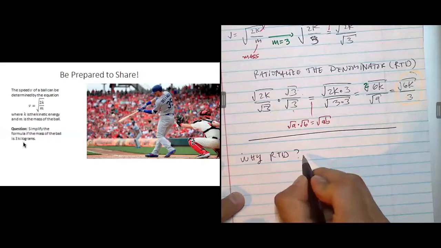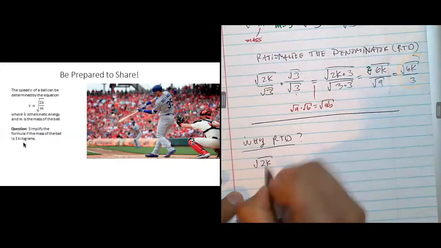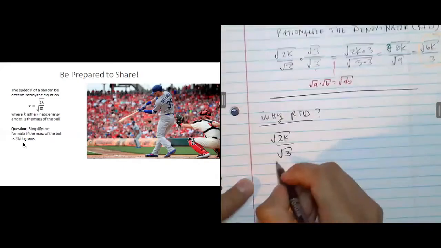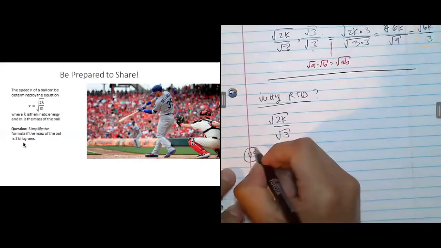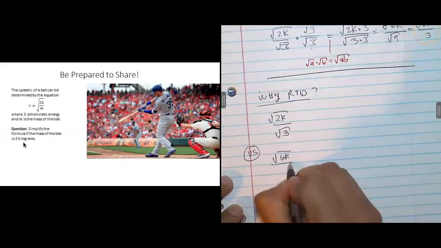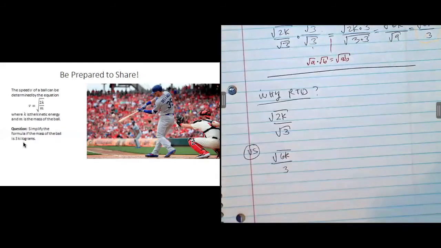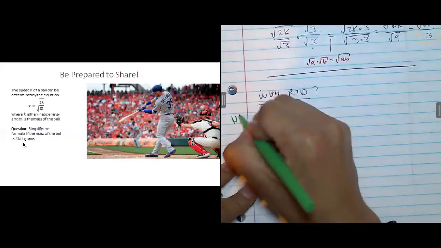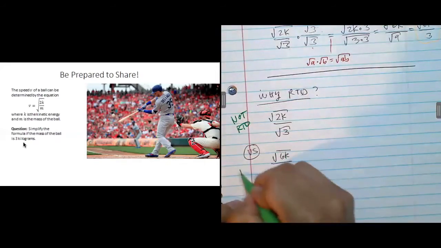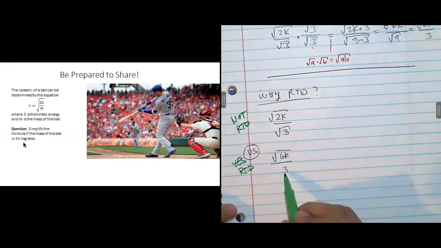So why RTD? Why rationalize the denominator? Well, think about it like this. If you have the square root of 2k over the square root of 3, this is a radical expression, versus the square root of 6k over 3, right? So in this example, this one is not RTD, because you have a radical on the bottom, and this one is. Yes, RTD, because there's no radical on the bottom.